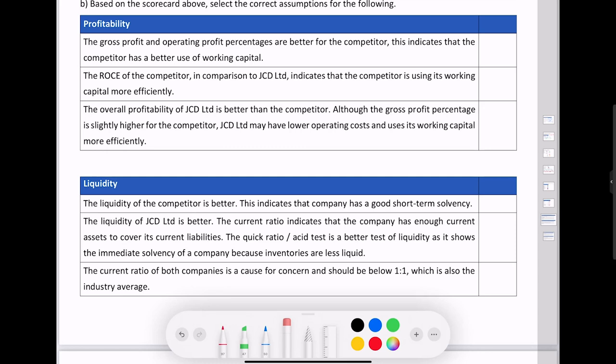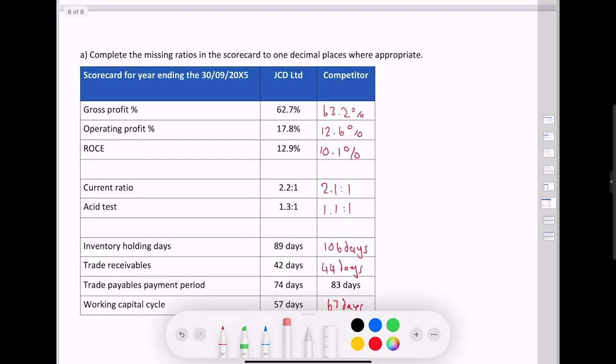So for profitability, these are our options. The gross profit and operating profit percentages are better for the competitor. This indicates that the competitor has a better use of the working capital cycle. Okay, well, let's just have a quick look. Our gross profit is better. That is true. But our operating profit is lower for the competitor. You'll see that the gross profit is 63.2%, which is higher, but the operating profit is 12.6%, which is lower. So that would be incorrect.